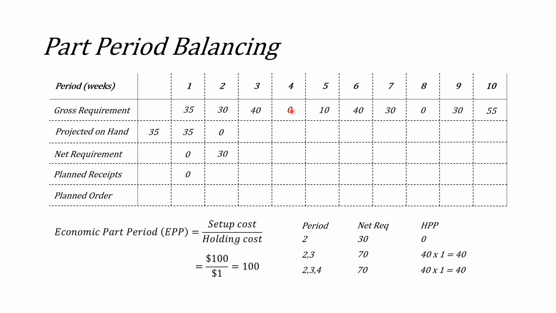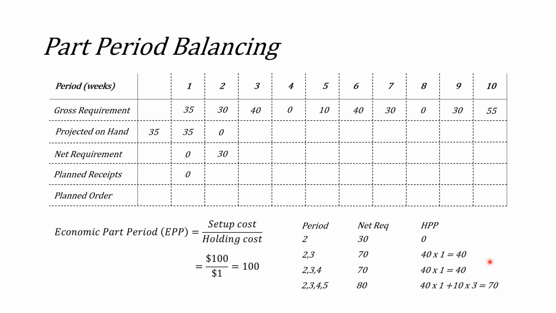If we order for 2, 3, 4, and 5, then 2, 3, 4 is 70, and 5 is 10, so we get a total net requirement of 80 units. Our holding part period in this case is going to be: we need to store 40 units for 1 period, and the remaining 10 we need to store for 3 periods. So it's 40 for 1 period and 10 units for 3 periods, which means a total HPP of 70 in this case.